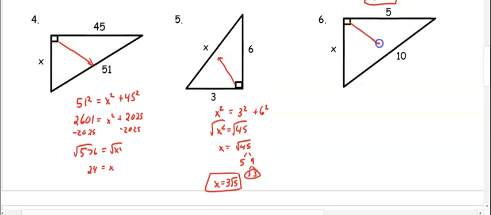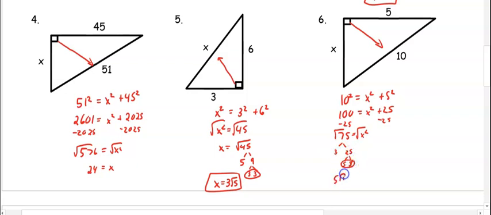In number 6, our hypotenuse is 10. So 10 squared equals x squared plus 5 squared. 100 equals x squared plus 25. We can subtract 25 from both sides. 75 equals x squared. We take our square root. Again, we're going to have to break down 75. So two numbers that multiply to 75 are 3 and 25. Two numbers that multiply to 25 are 5 and 5. So we have 5 root 3 is equal to x.